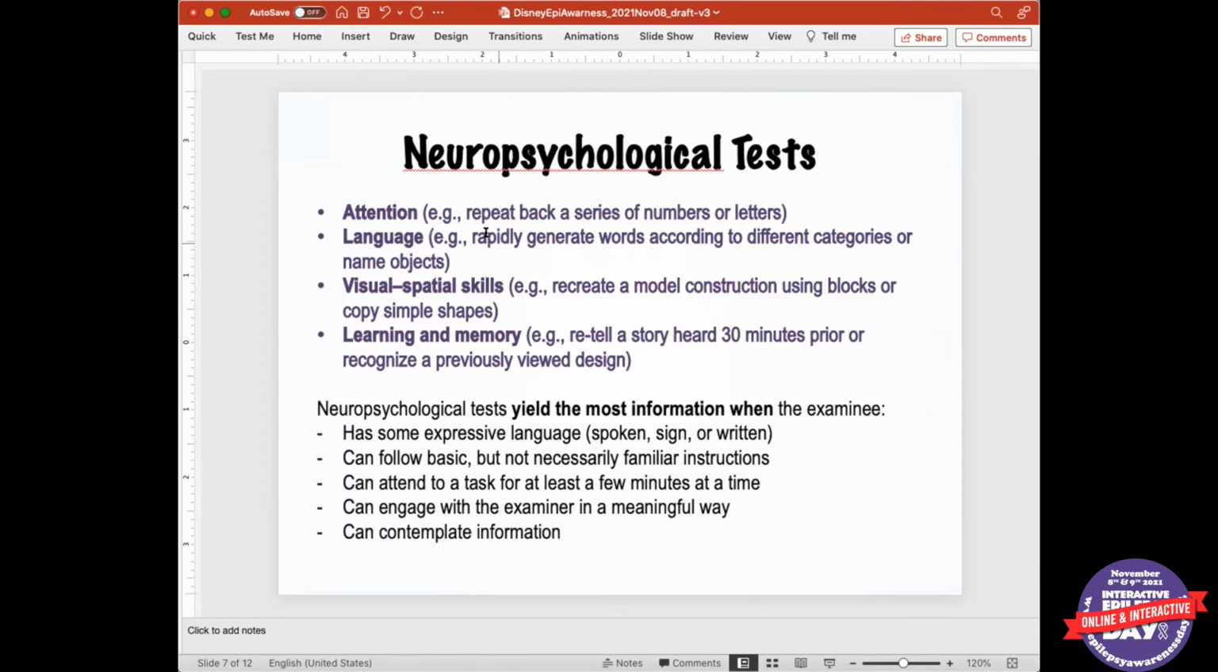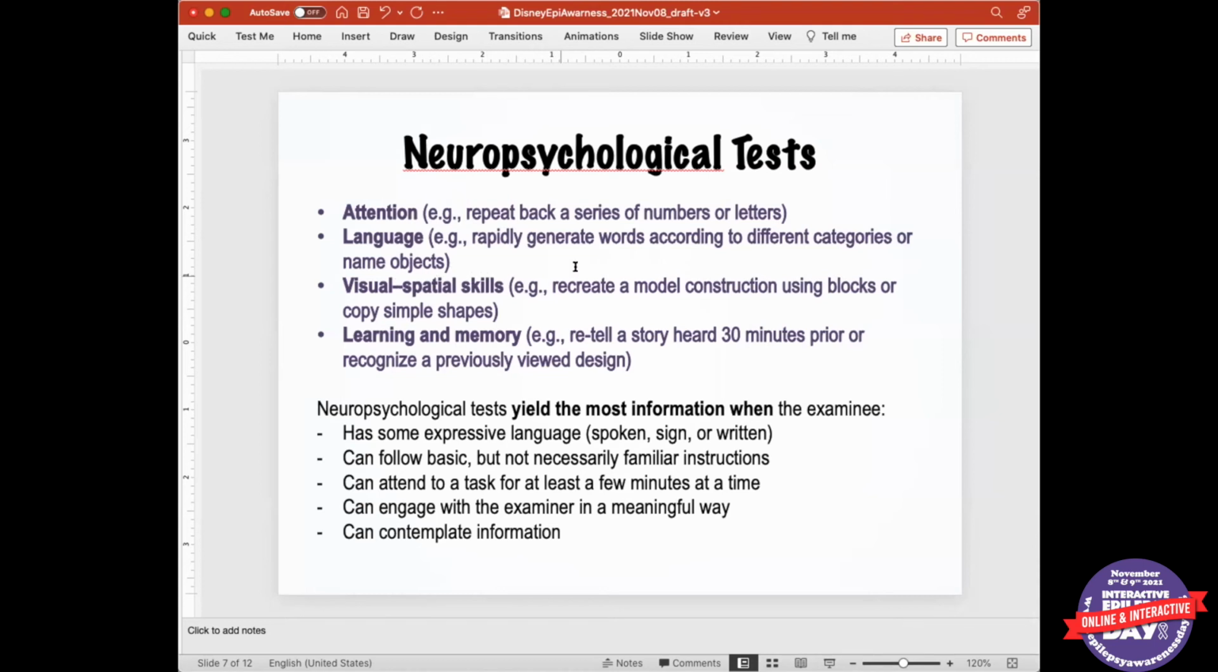For language, we might ask you to rapidly generate as many words as you can that belong to different categories. And our brain actually represents different categories in certain areas. For example, different parts of the temporal lobe of the brain are important for faces or objects. They're not only specialized for those things, but they're critical to those abilities. So we look at those kinds of things with language, naming, for example, which is a big problem often for folks who have temporal lobe epilepsy.